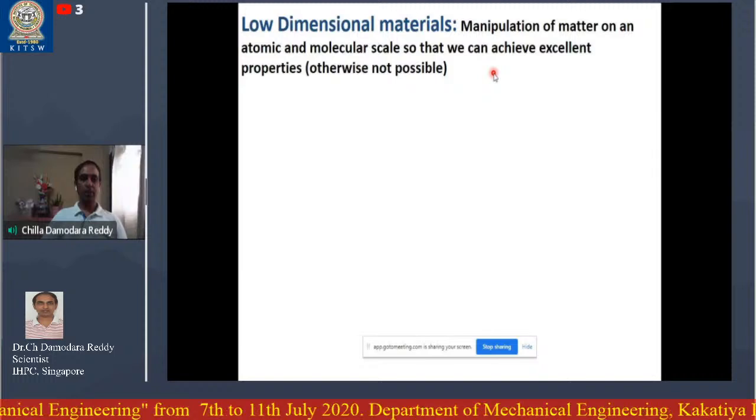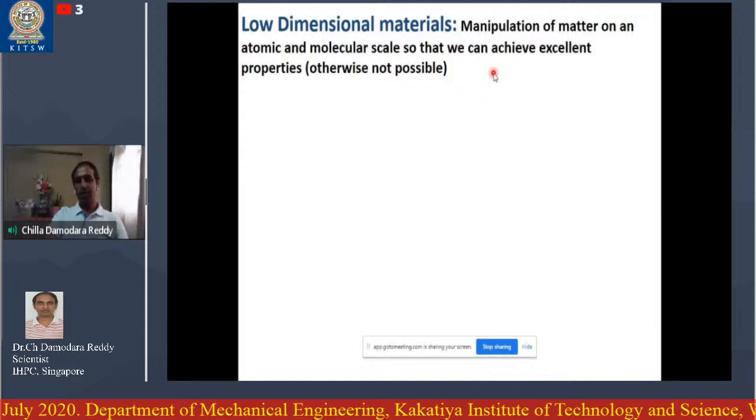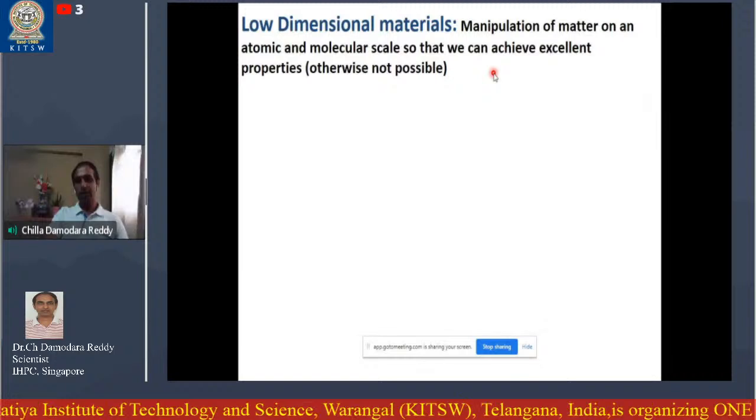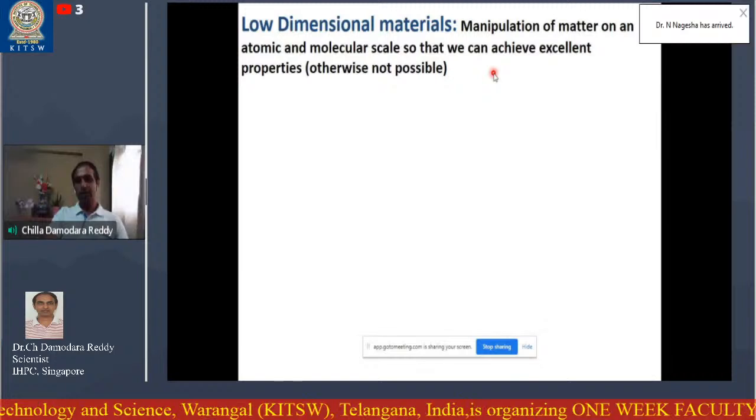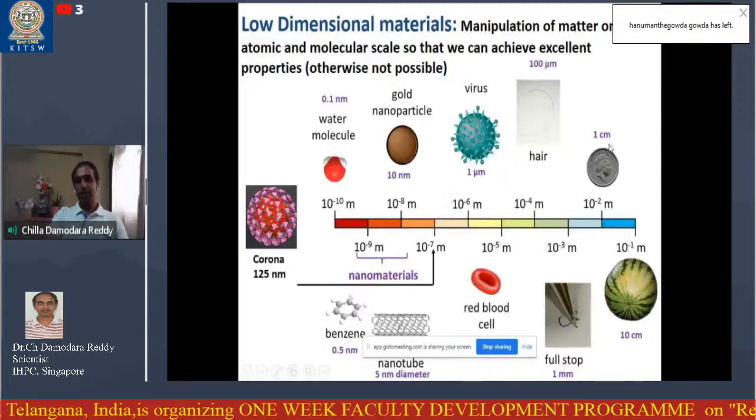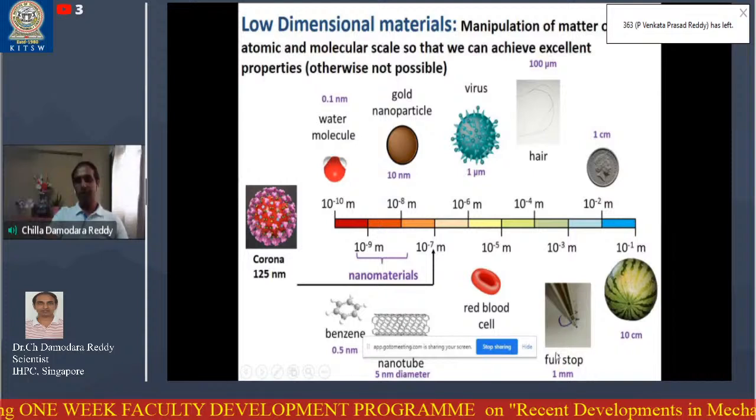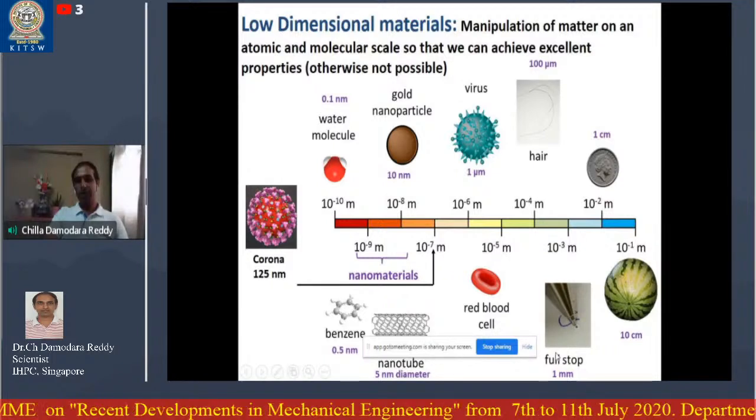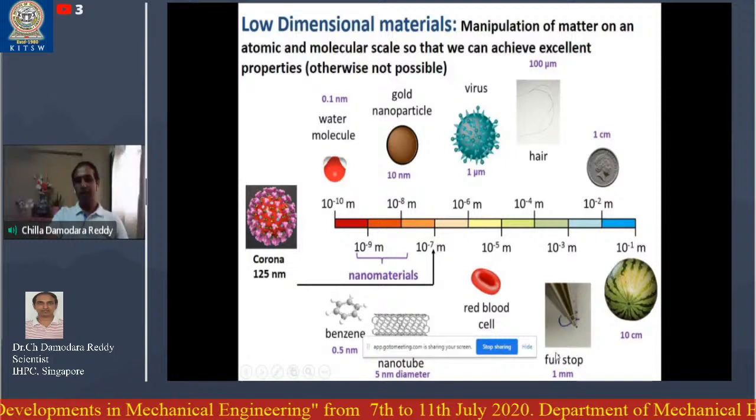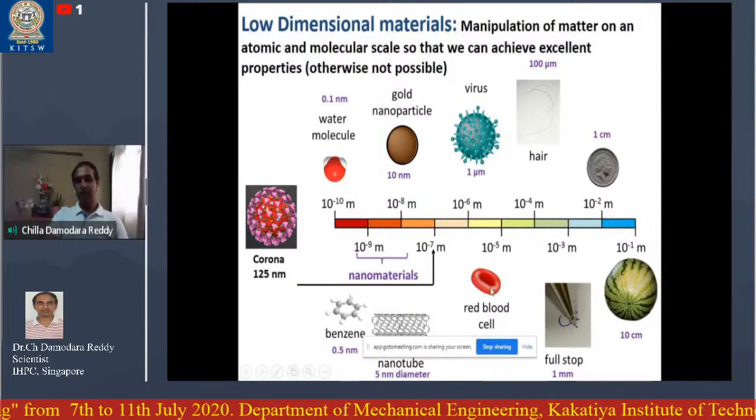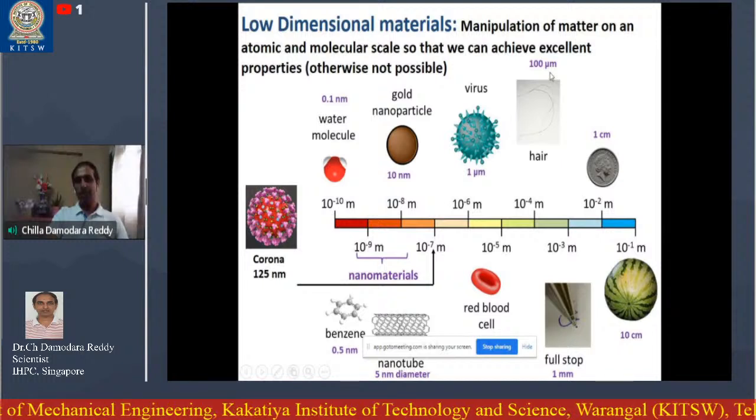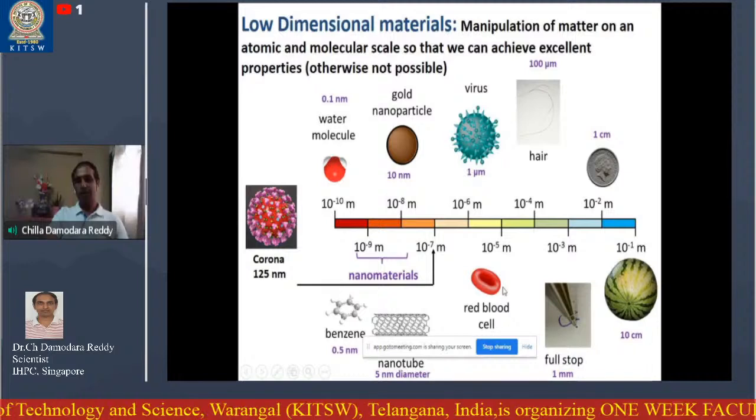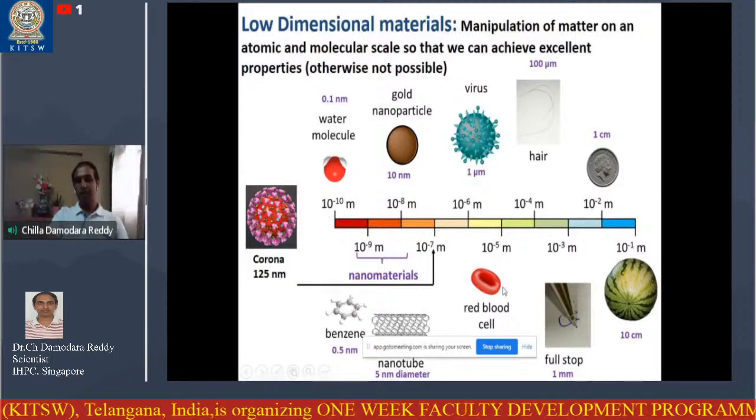To see the scale where we are: a watermelon is around 10 centimeters in diameter. A small coin is around 1 centimeter or maybe 1.5 centimeters in size. The polished top of a pen is under 1 mm. A hair is under 100 microns. Normal viruses come under the 1 micrometer scale. And the water molecule comes to 10 to the power minus 10, that means the 0.1 nanometer scale.